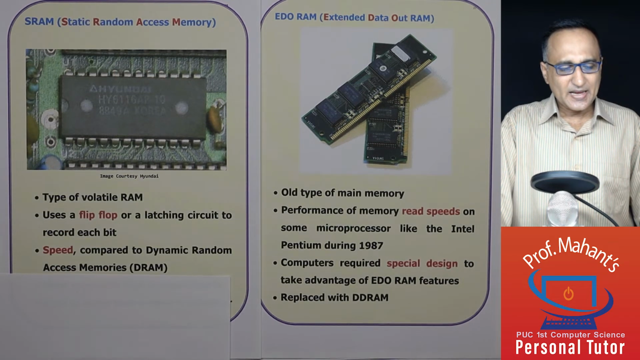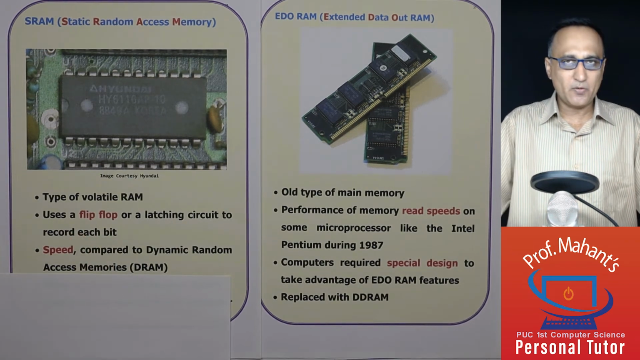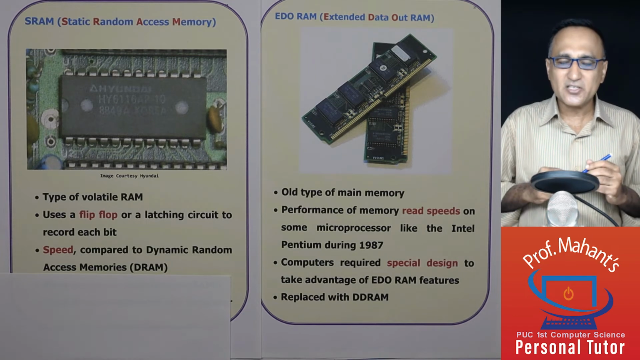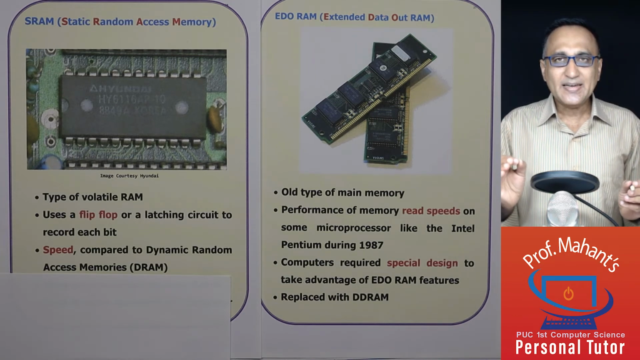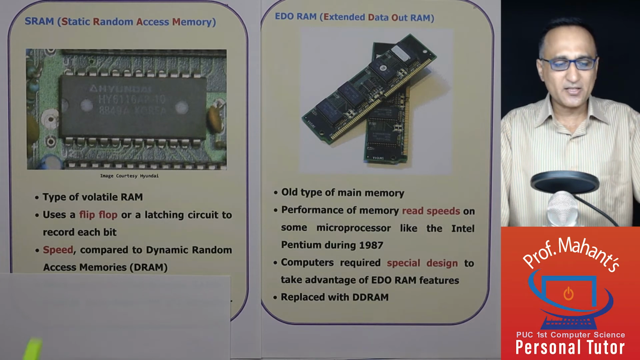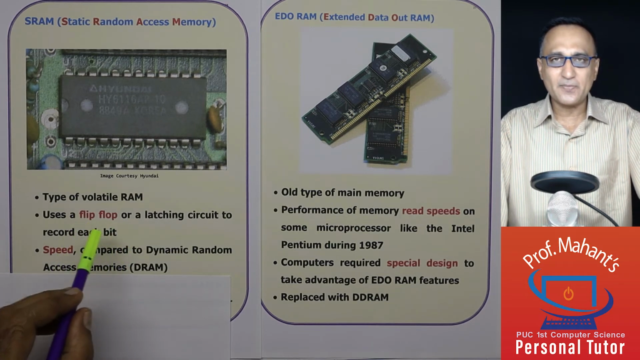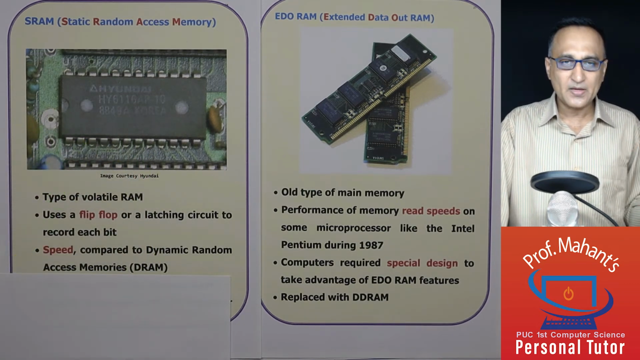It is a type of RAM. It is volatile because once you switch off the power, all contents are going to be lost. It uses a circuit called a flip-flop or a latch. A flip-flop or a latch is an electronic circuit which is used to hold one bit of data. So it can either hold a 0 or 1. Using millions of these flip-flops or latches, you can store data into this SRAM.